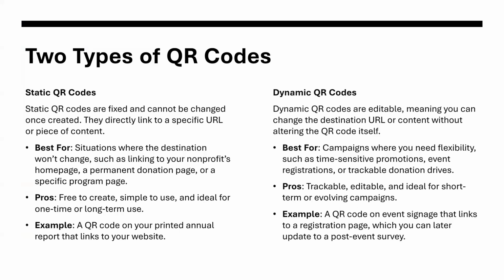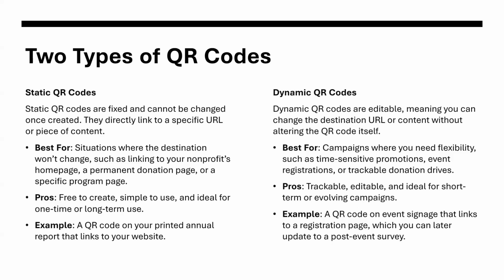If you want to have a QR code that sends people just to your website, and you know that URL is going to stay consistent, that's a good time to use a static QR code, or a permanent donation page or a specific program that you have. These are things that are not going to evolve or change over time. A couple of the pros are you can get free static codes almost anywhere. They're simple to use and ideal for one-time or long-term use. Example is a QR code on your printed annual report that links to your website.